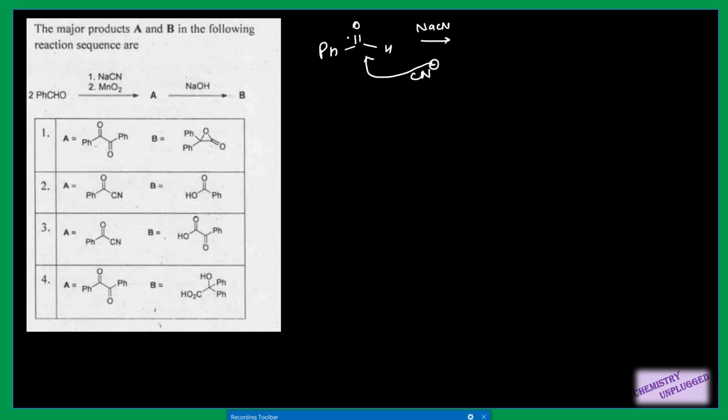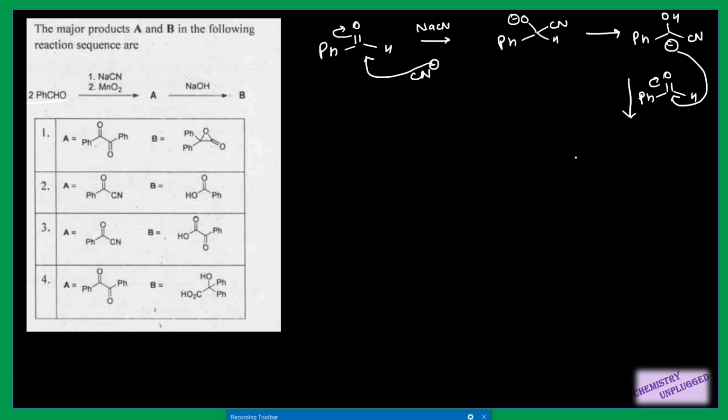So it will attack on this carbon, and this bond will shift here, right? We will get this product. Then this proton will shift from this carbon to oxygen. We will generate our carbanion. Now this carbanion will attack another molecule of benzaldehyde, because in this reaction they have given us that two benzaldehyde molecules are used. So it will attack, and this bond will shift here.